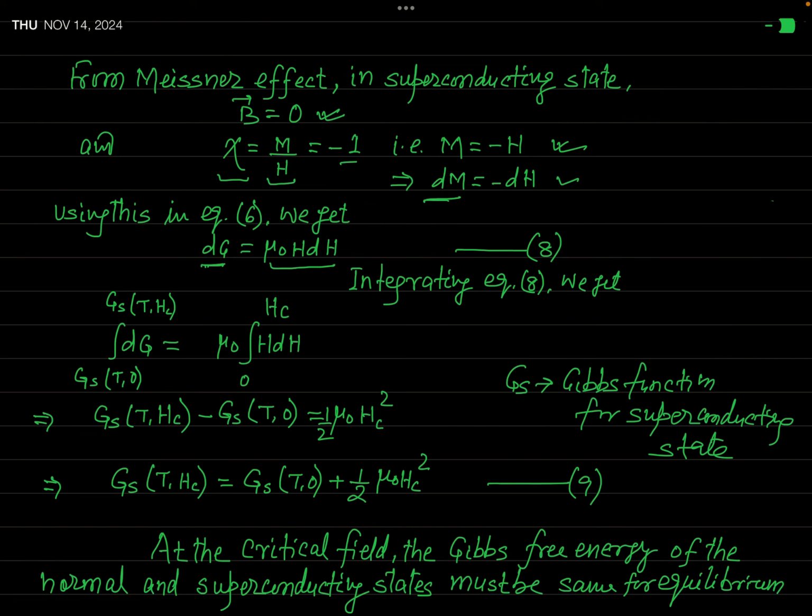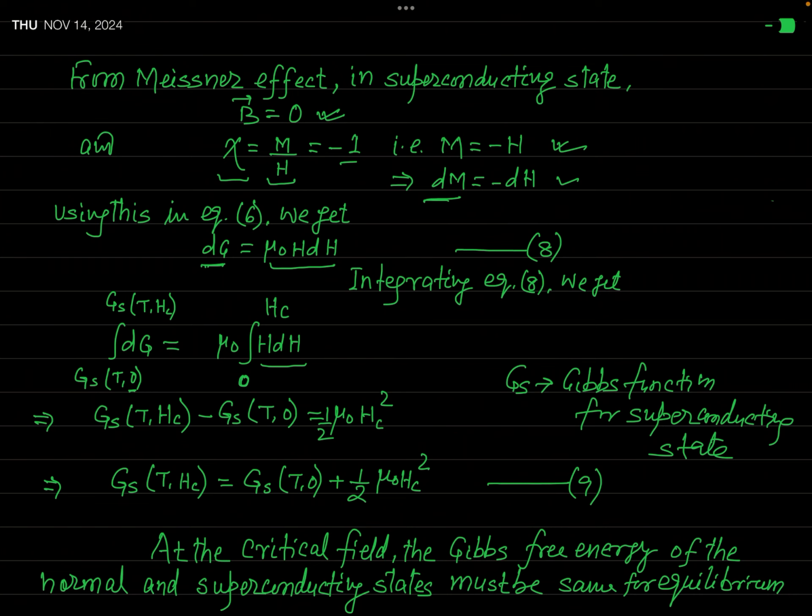So dG, the integral of dG between the limits Gs at temperature T and field H equal to 0, and the upper limit is Gs at temperature T and magnetic field Hc, where Hc is the critical magnetic field. You have learned about this critical magnetic field in the previous lecture. And this will be equal to mu naught times the integral of H dH between the limits 0 and Hc, because you have taken the initial value of magnetic field as 0, so the lower limit on the RHS is 0 and the upper limit of H is Hc.